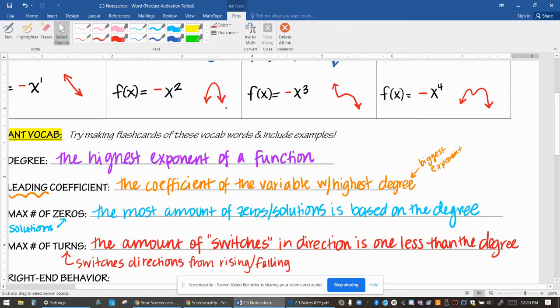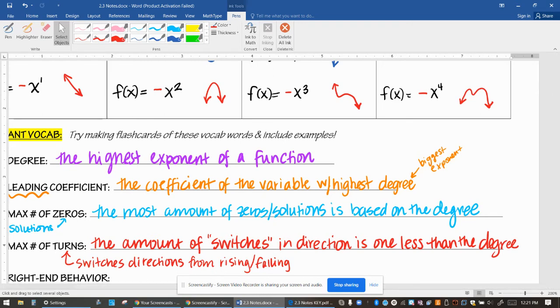If I trace that parabola from left to right, it's rising, and then at the vertex, it switches directions. That's called an inflection point, and then it starts falling. That's if I trace it from left to right. So that's an inflection or turn of 1. The max number of turns is always 1 lower than your exponent. So since the exponent was 2, the most times that the parabola can switch directions is once.